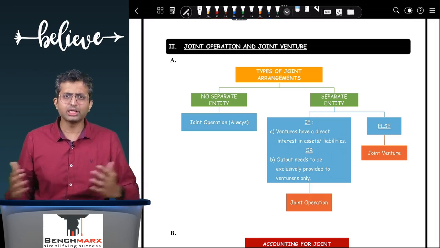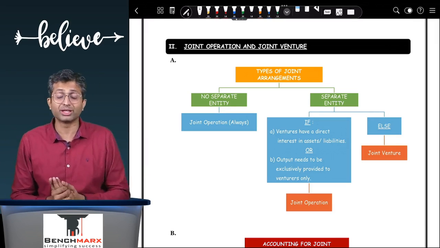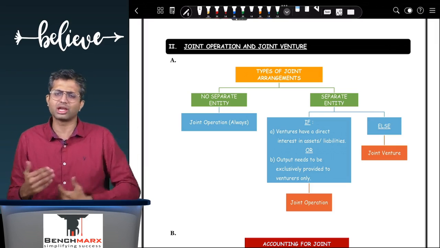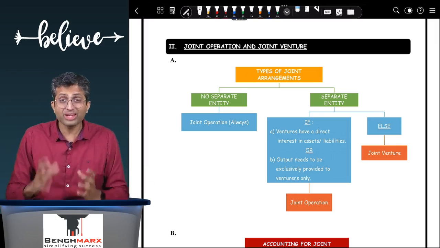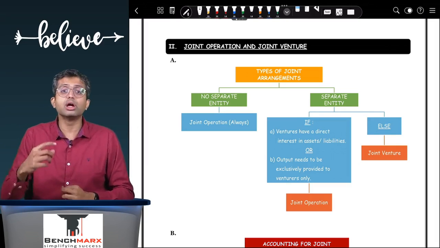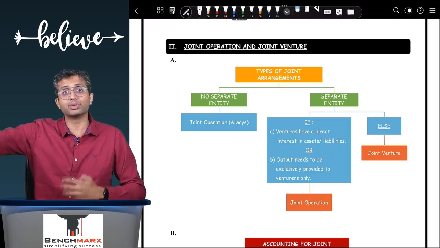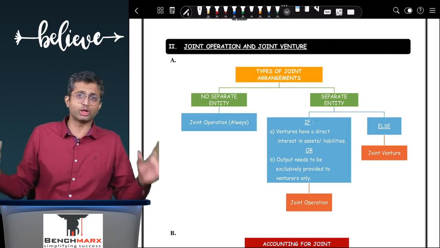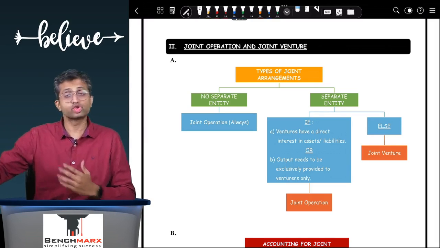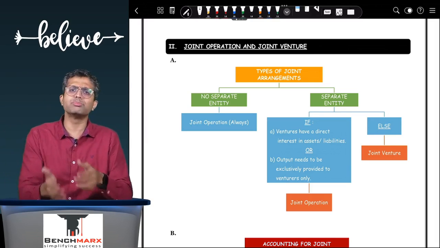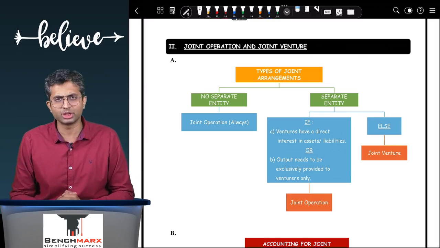Why are we segregating it? Because typically a joint operation is going to be accounted for using the proportionate consolidation method, where proportionate assets, proportionate liabilities, proportionate incomes, proportionate expenses will be shown, whereas in case of a joint venture we will show the investment only, because really the assets are assets of a company and you don't control the company. By the way, you jointly control, but you don't control the company, and hence you will have to show it as an investment. This investment may be measured in a special way called the equity method, but nevertheless it will be shown as an investment.